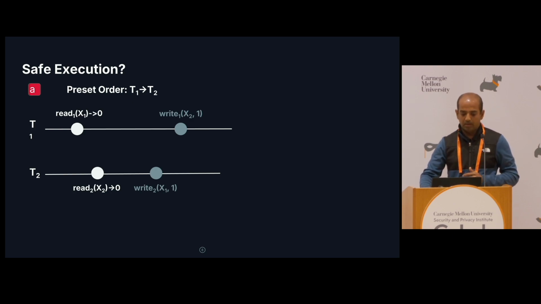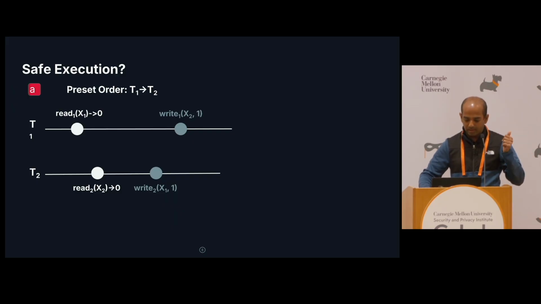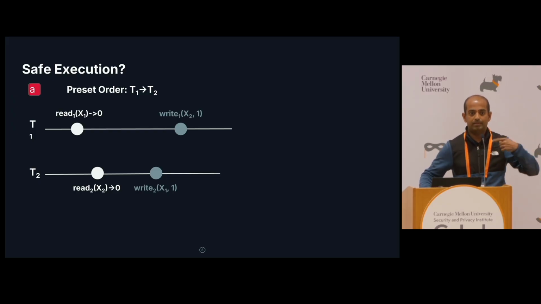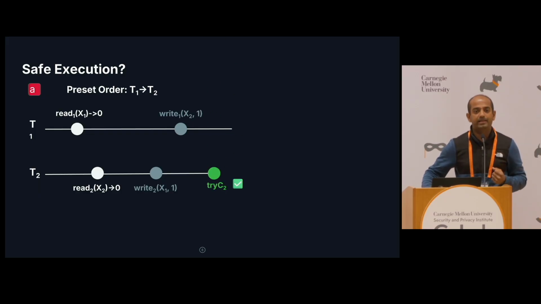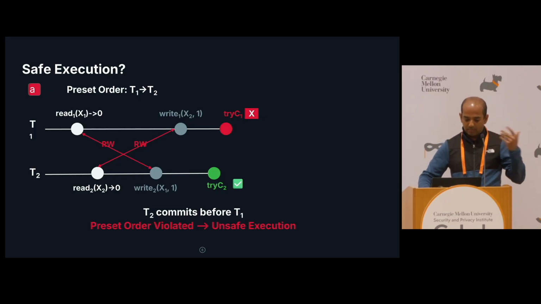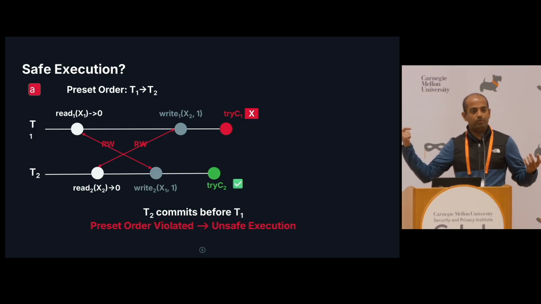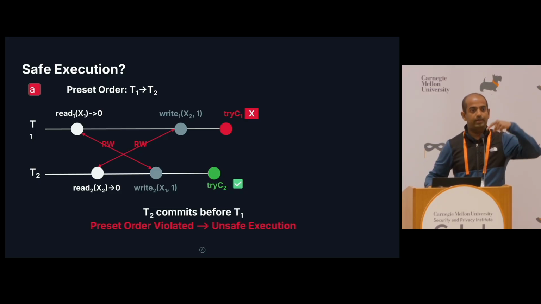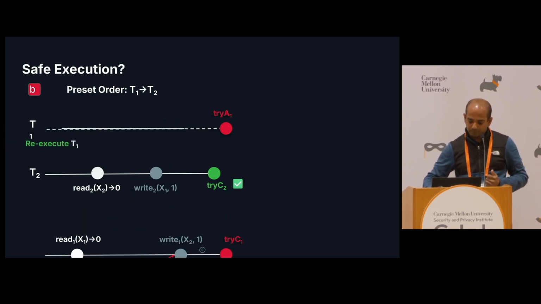account X2. So you have transaction T1, which is reading from an account which transaction T2 is writing to, and transaction T1 is writing to an account which transaction T2 is reading from, right? So they have this cyclic dependency on each other. Now, the problem is that if T2 commits before T1, the preset order is violated, because in this case, it read a value that it ideally should have read the value that T1 wrote. So if it missed that, then you violate this preset order.